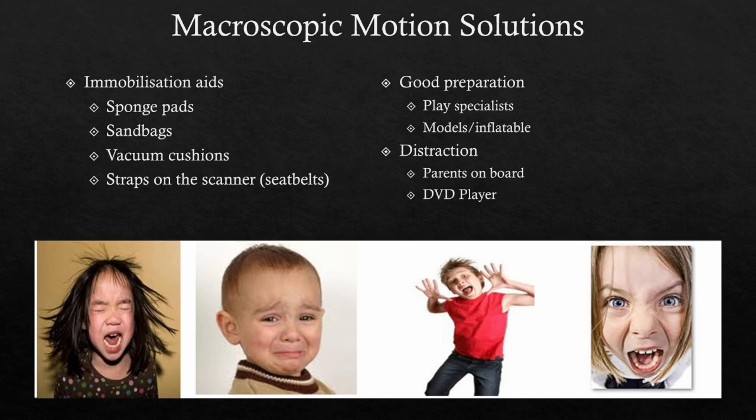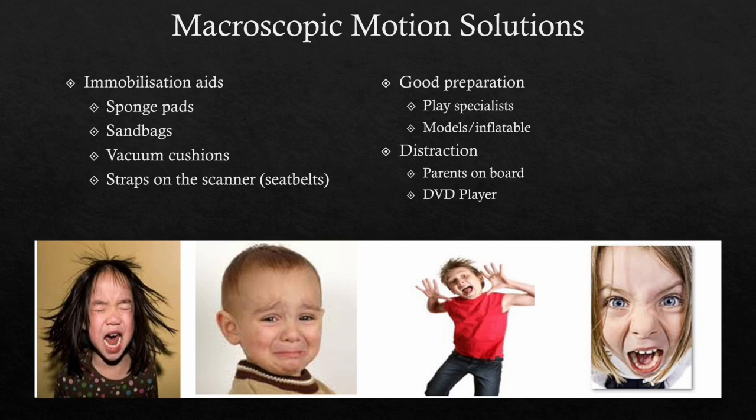And we have other things we use, models and inflatables, examples of which are coming up in a few slides. We also use distraction. It's really great to get the parents on board, have a little chat with the parents, make sure that they're aware of what we're trying to achieve.